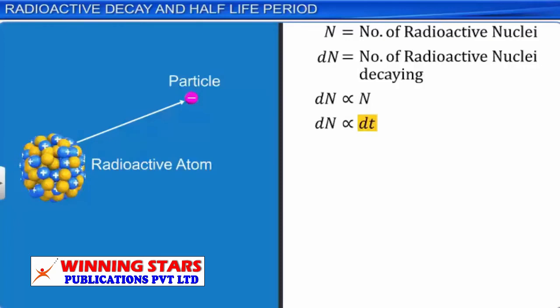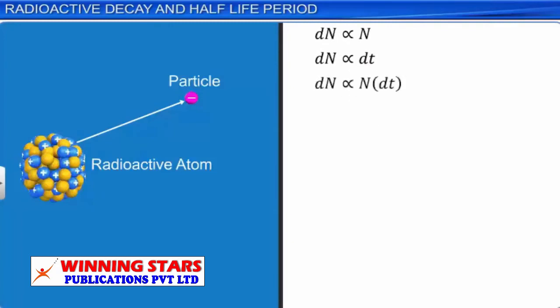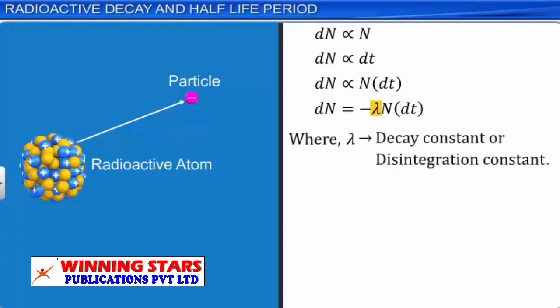If we take a longer dt into consideration, then more nuclei will decay in this longer interval dt, since the longer the interval, greater the chance of decaying. Thus, dn will be proportional to n dt. Or, we can say dn will be equal to minus lambda n dt. Here, lambda is a constant of proportionality and is called the decay constant or disintegration constant.